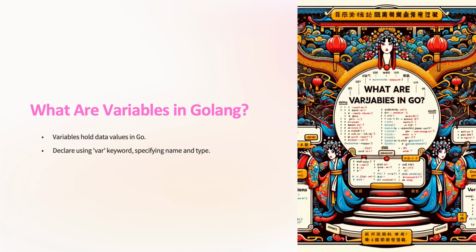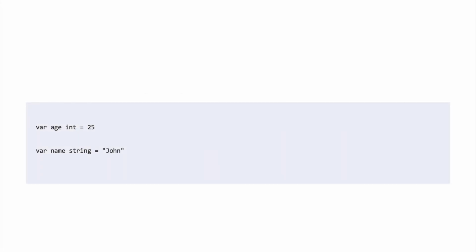In Golang, variables hold data values that can be used throughout your program. Using the var keyword, you can declare a variable by specifying its name and type. For example, however, they do not have values yet. To initialize a declared variable, use the = assignment operator. Now age is initialized with value 25 and name has the value John.